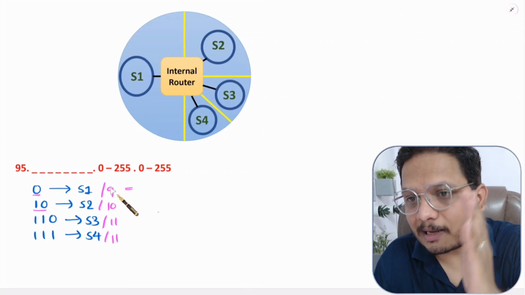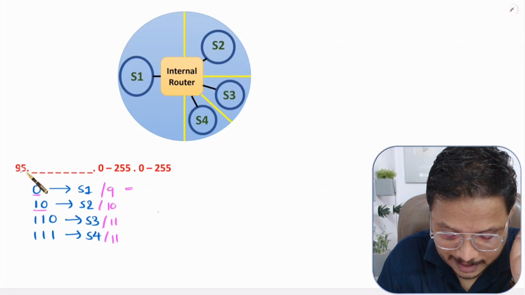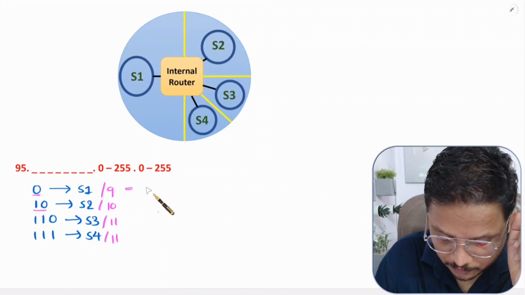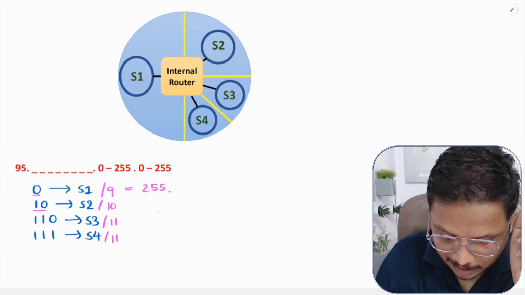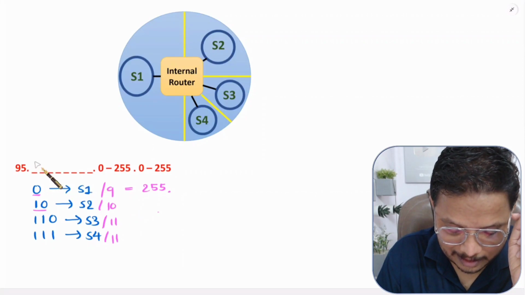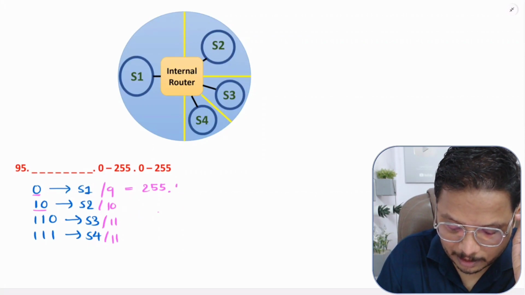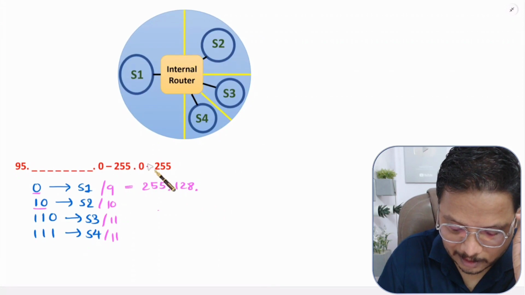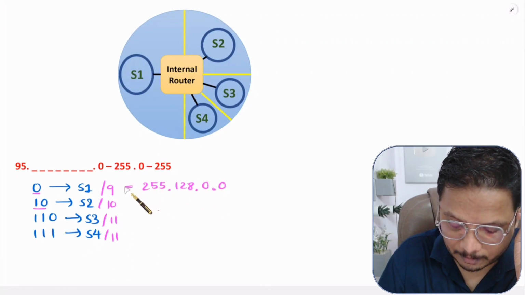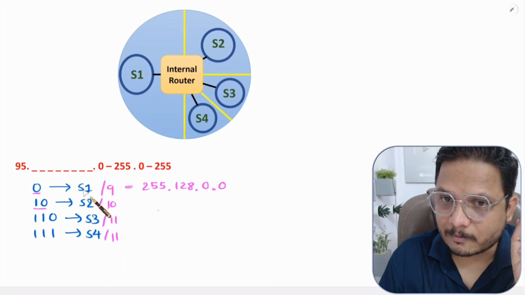First 9 ones are there. So first 8 ones, that belongs to the first octave, so 255. Then the second one, and then all zeros, so that will be 128. Then all zeros are there, so 0.0. So that is the subnet mask of S1.